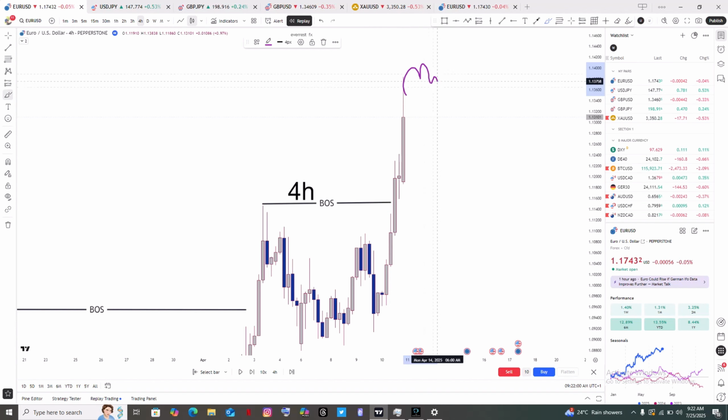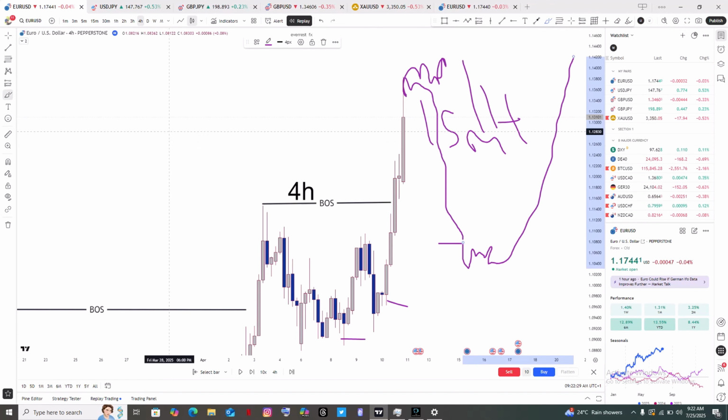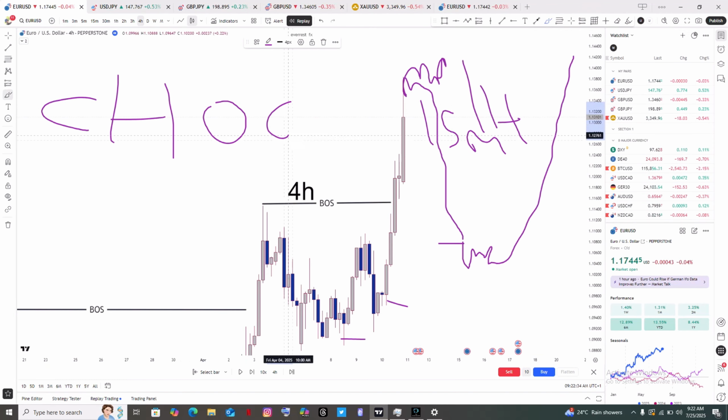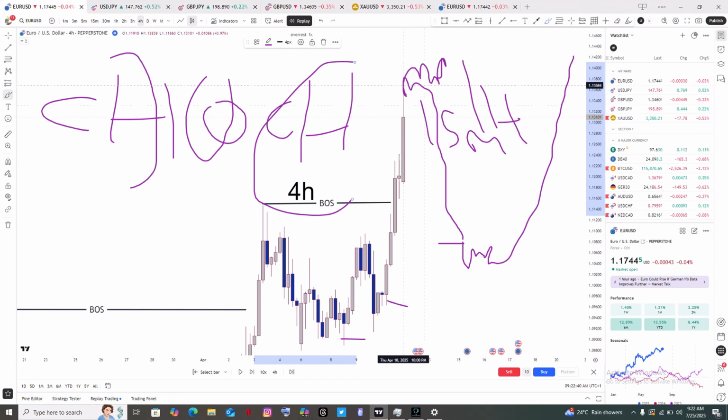Our next goal is to spot another reversal here on a 1 hour or 15 minutes. Once you spot another reversal, you start selling again to any of these levels. When you sell to any of these levels, your next goal will be what? To look for another change of character here to start buying. The sign for a change of character is CHOCH, change of character.